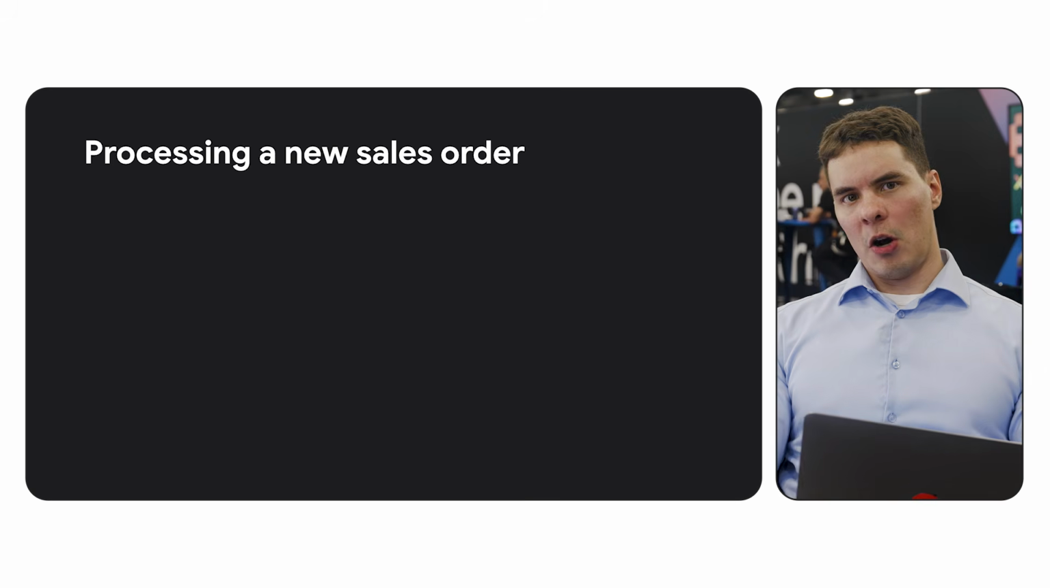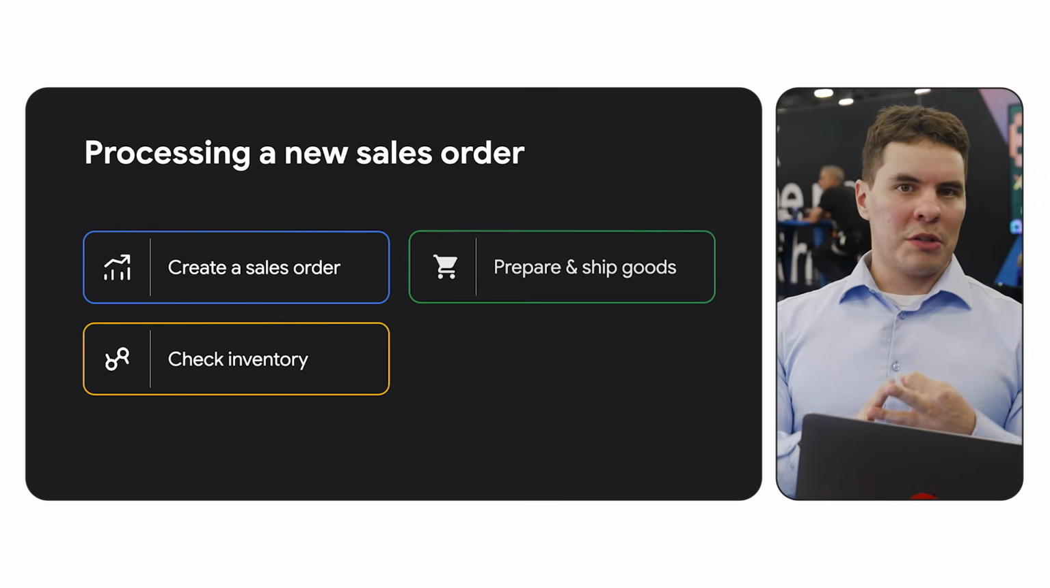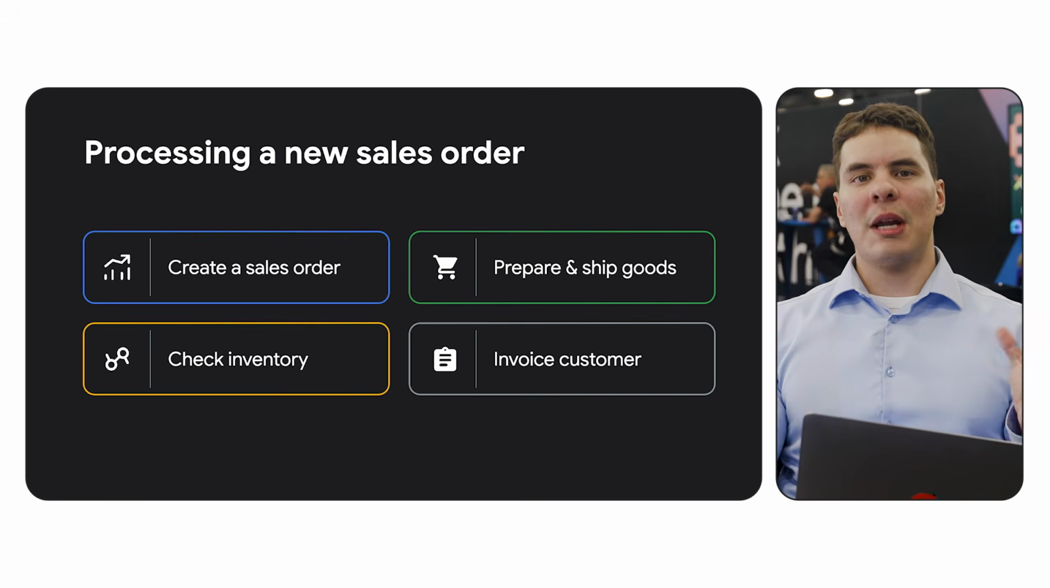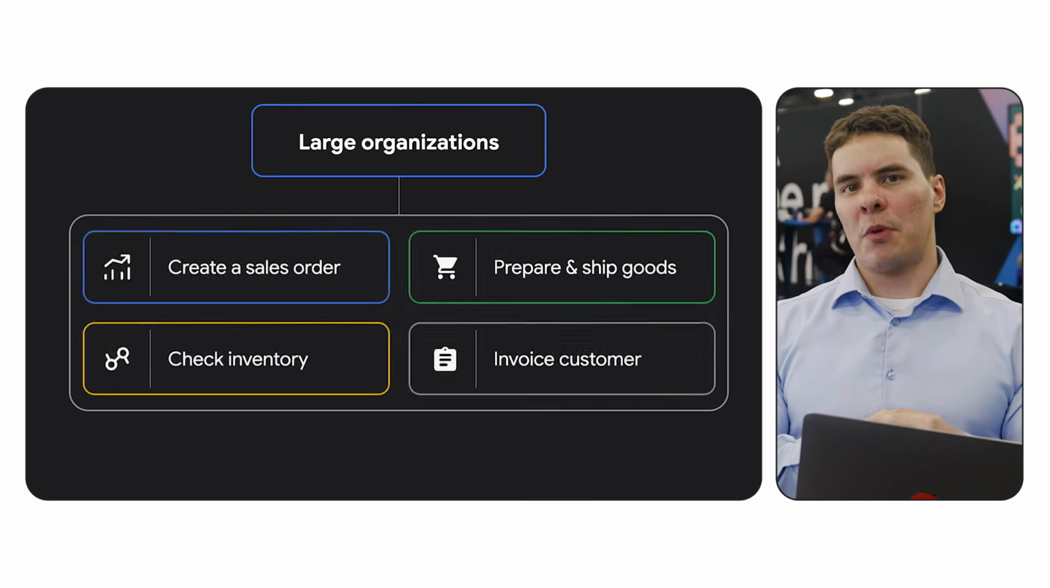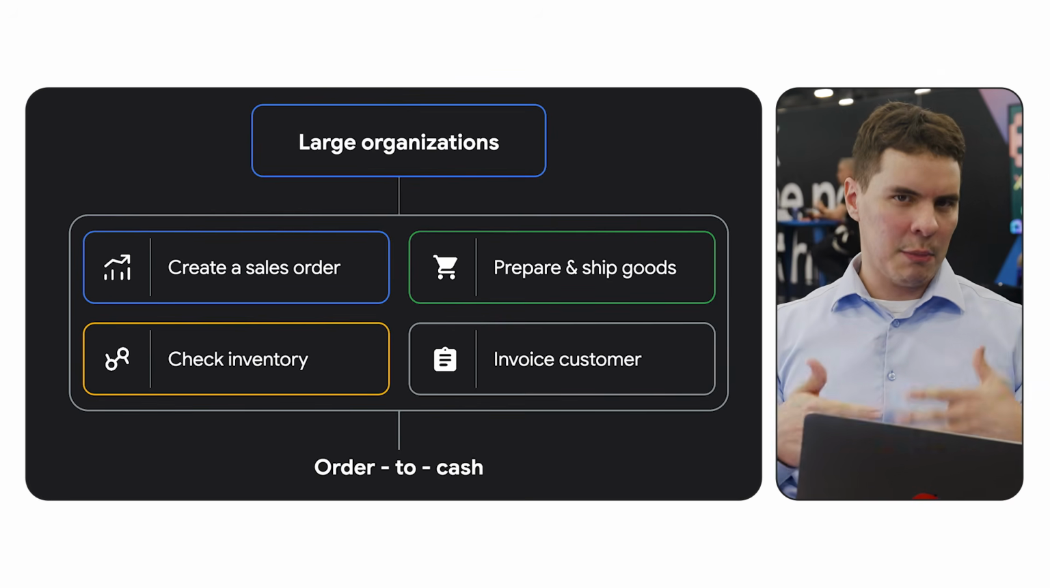Take the example of processing and shipping a sales order. The basic tasks are creating the sales order, checking inventory, processing and shipping goods, and invoicing customers. For large organizations that use SAP, this process is known as order to cash, and it's extremely repetitive and time-consuming. So organizations often look into automating things like that.